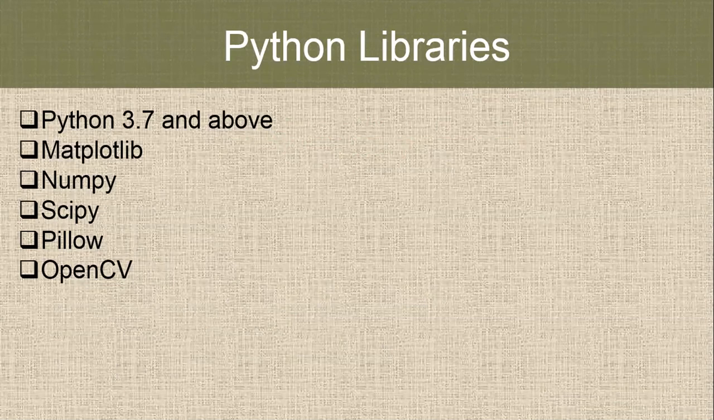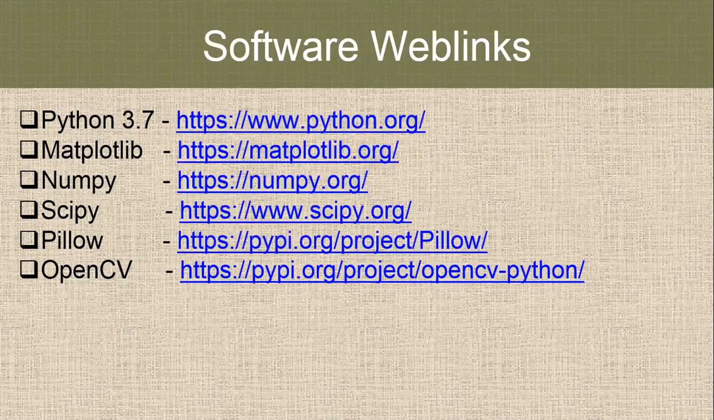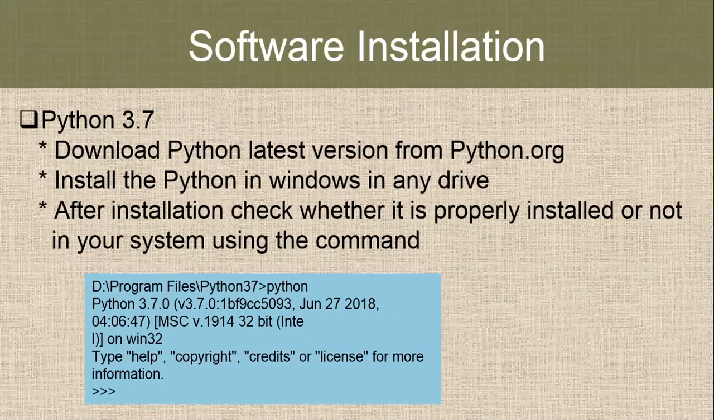NumPy and SciPy are for numeric and scientific computations, and for small, simple image processing, you can use Matplotlib. Small advanced applications can be done with the Pillow Python library, and you can use OpenCV for more advanced still image and video processing applications. These are the web links from where you can download the software packages: Python from python.org, and Matplotlib, NumPy, SciPy, Pillow, and OpenCV using the pip command. Once you install Python 3.7, you can install other Python libraries using the pip command.